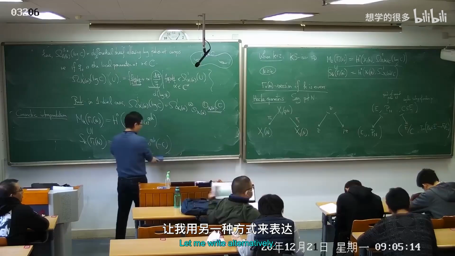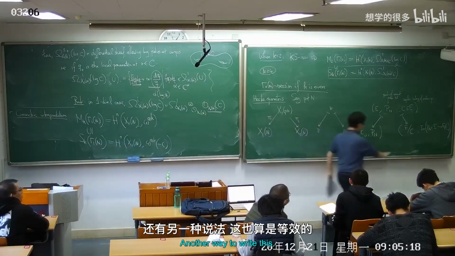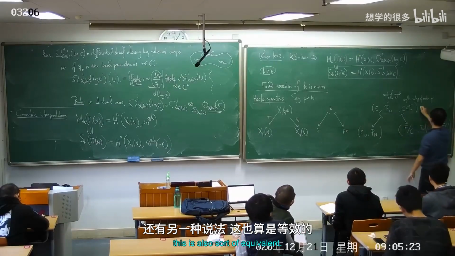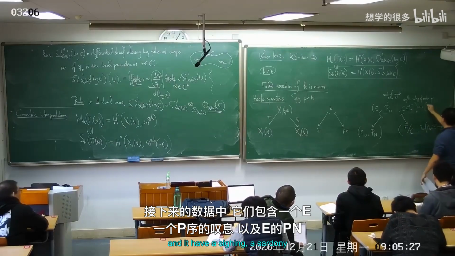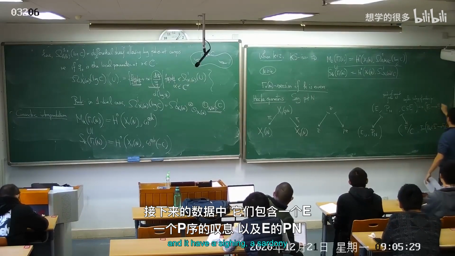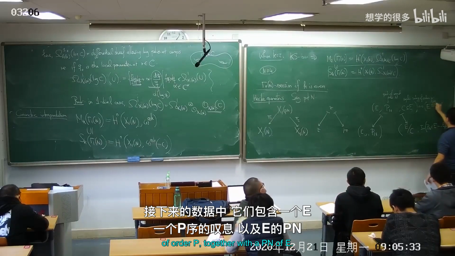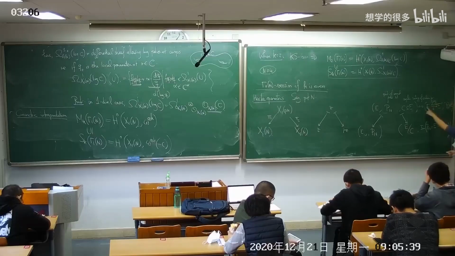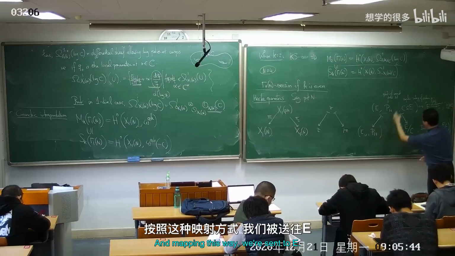Let me write this alternatively. Another way to write this is that it is also equivalent to the following data. I have an E, and I have a cyclic isogeny of order p, together with a P_n of E. Basically, this E going to E mod C, and mapping this way will send this to E, and mapping this way will send to E prime.